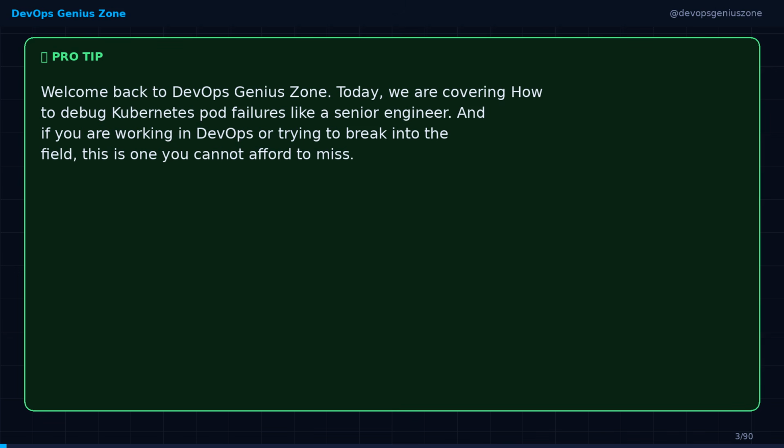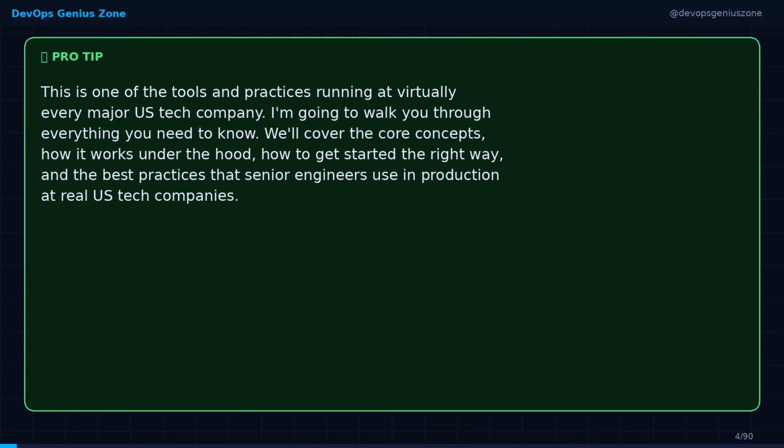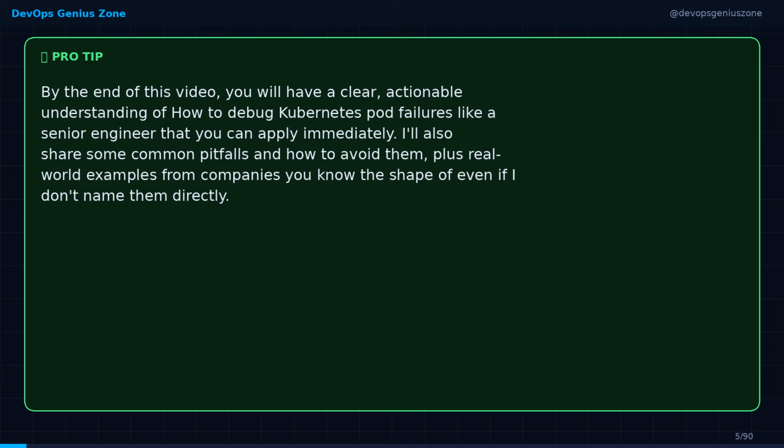We'll cover the core concepts, how it works under the hood, how to get started the right way, and the best practices that senior engineers use in production at real US tech companies. By the end of this video, you will have a clear, actionable understanding of how to debug Kubernetes pod failures like a senior engineer that you can apply immediately. I'll also share some common pitfalls and how to avoid them, plus real-world examples from companies you know the shape of even if I don't name them directly.